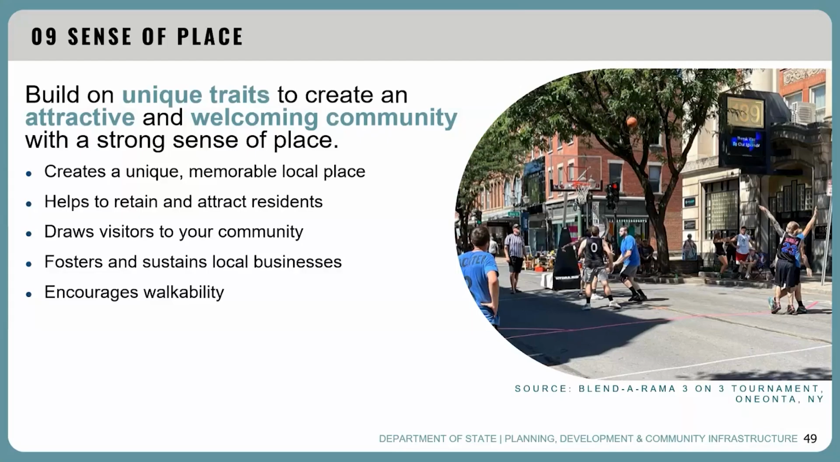Community events and placemaking activities allow for people to build a genuine connection with their surroundings too. On the right, we see Blendorama, an annual 3-on-3 basketball tournament in Oneonta that takes place on the city's main street. The tournament draws competitors from a 100-mile radius and brings thousands of residents downtown. Events such as this contribute to a community's sense of place.